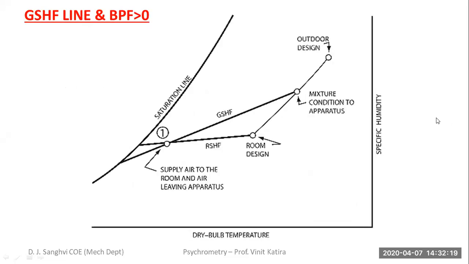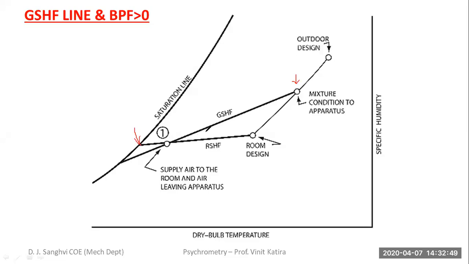So the next condition is where your bypass factor is greater than 0. That means the temperature of air that leaves the cooling coil is greater than the temperature of the cooling coil. Here you can see that when you locate this mixture condition, your GSHF line will not touch this RSHF line at this point.